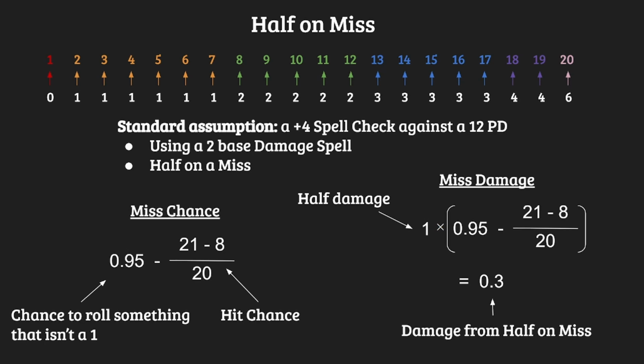We can see here if we run the math on these numbers, again, don't feel bad using calculators, that's what they're there for, we would get 0.3. And we could add that damage back to our 1.3 from before. If we were using a 1 base damage weapon, this would still be the miss damage because half of the damage would still be 1, right?